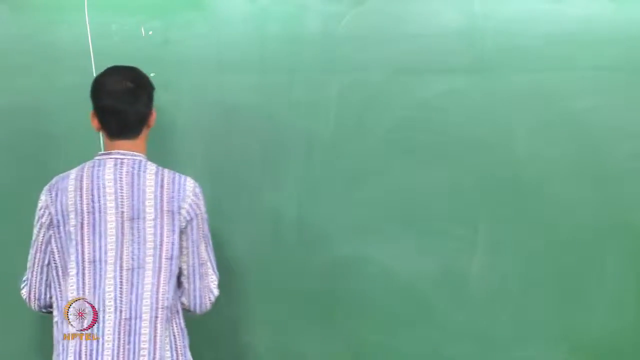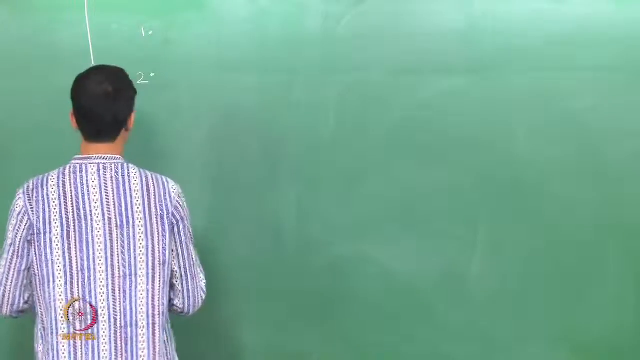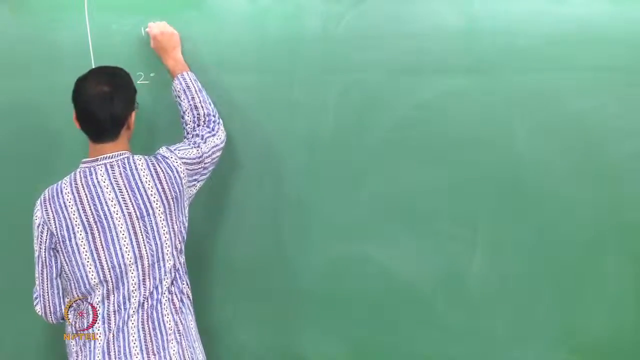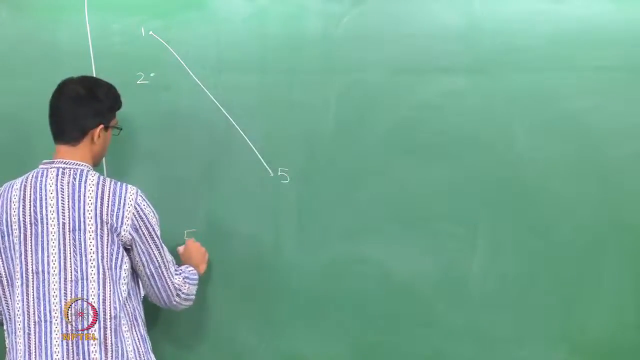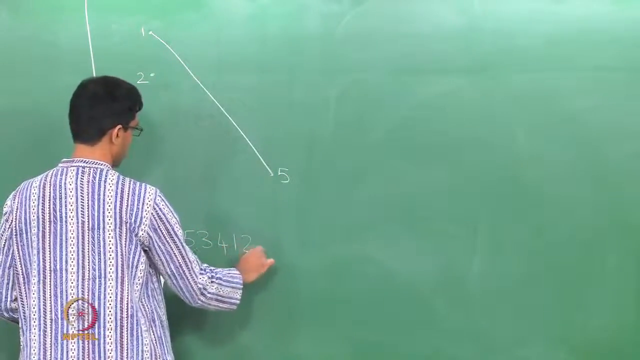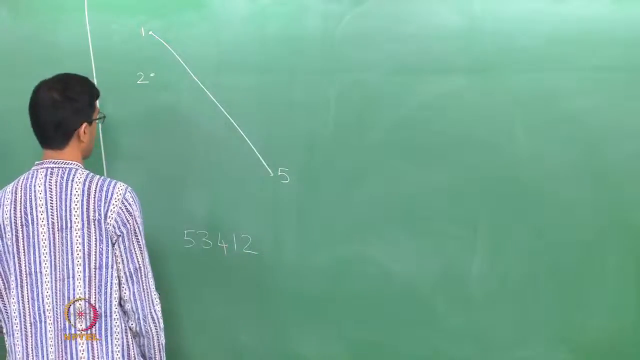So here's the first permutation 5 3 4 1 2. So what does it do? It maps 1 to 5. So I'm drawing the picture of the permutation 5 3 4 1 2. I'm thinking of it as a list, so I'm writing it in 1-line notation.